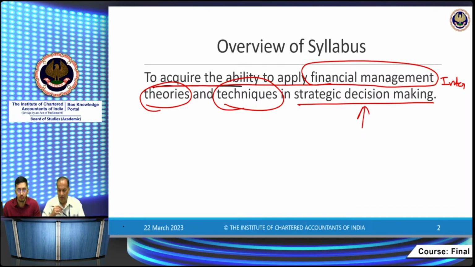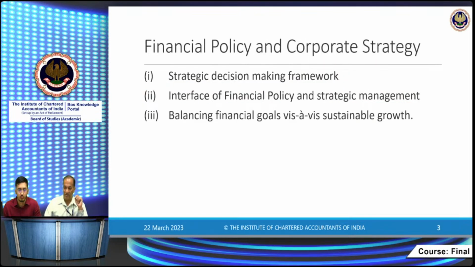Once we move on to referring to the syllabus, we shall see why each topic is near to our strategic management decision. So let us start first with the first topic, financial policy and corporate strategy. Here three topics are covered: strategic decision making framework, and the interface of financial policy and strategic management.